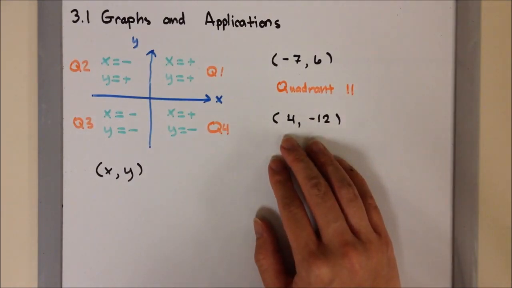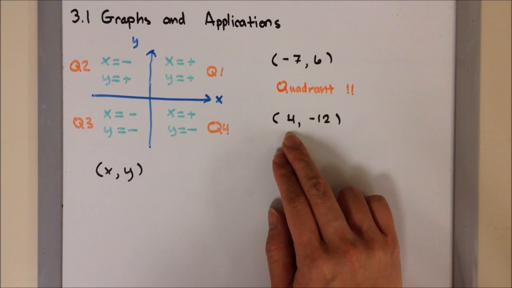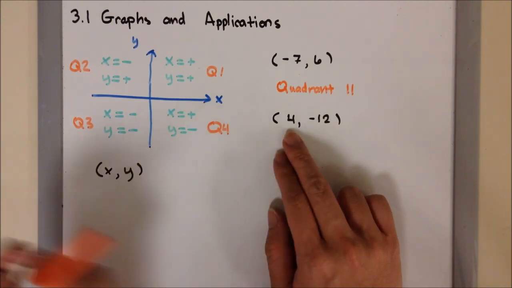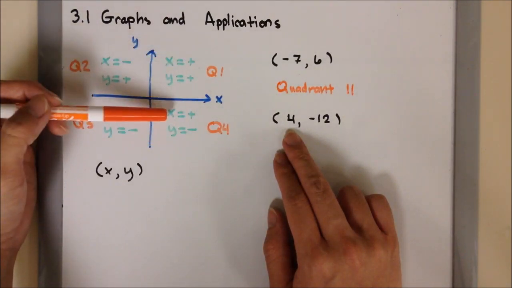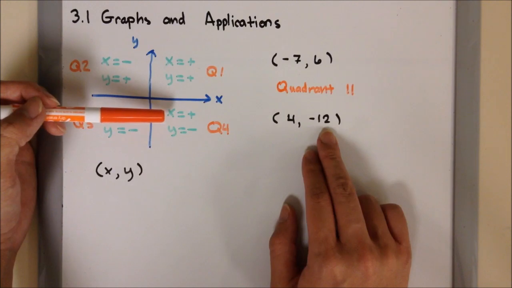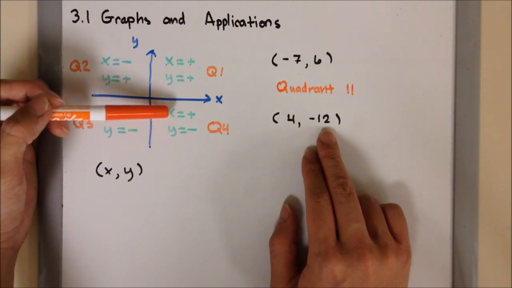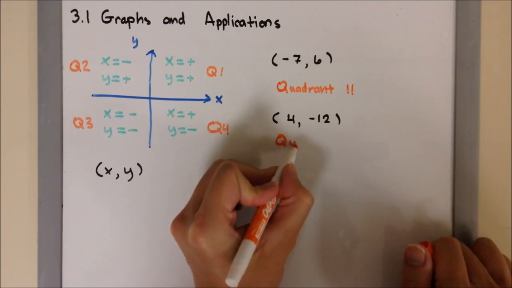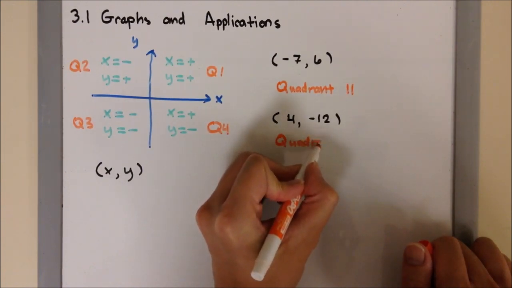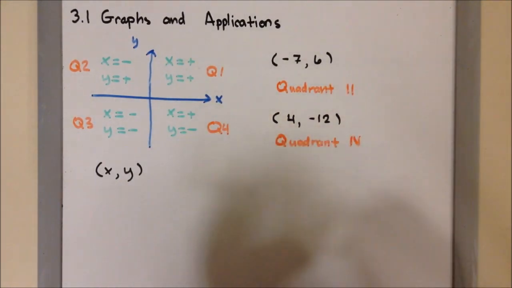In our second example, we have a coordinate point (4, -12). So our first number, our x value, is a positive number. So that will be in quadrant 1 or quadrant 4 because x is positive. Looking at our y value, our y number is negative. So the only criteria is quadrant 4. So x is positive, y is negative. So my answer will be quadrant 4. I'm going to write the Roman numeral 4. So that's all you have to do, and that's pretty much easy.